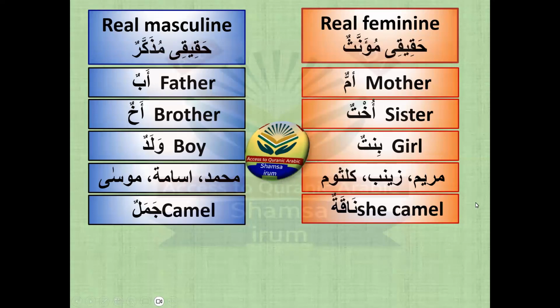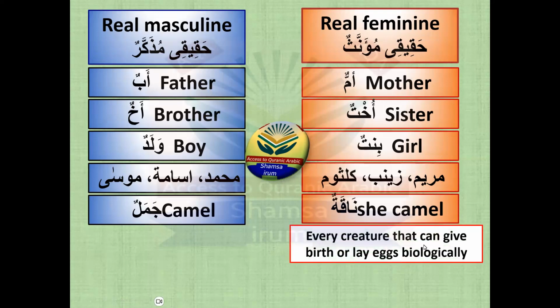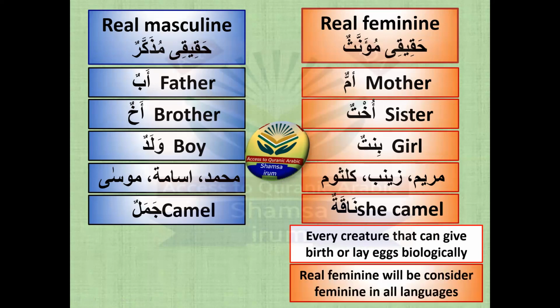So in all languages, we all know the gender very clearly for the real feminine and the real masculine. Real feminine is basically every creature that can give birth or lay eggs biologically. This is the natural gender Allah created, who is feminine and who is masculine. All human beings and animals fall in that one. Real feminine will be considered feminine in all languages.